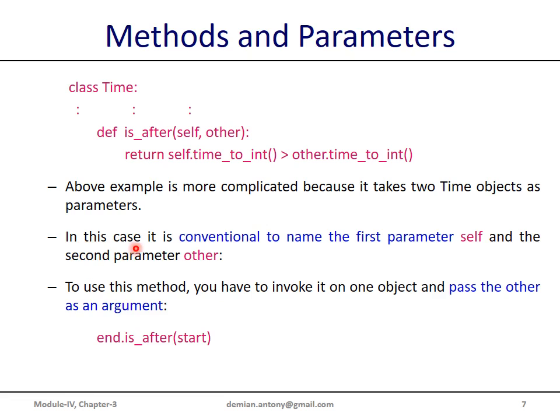In this case, it is conventional to name the first parameter self. It is a convention, and we can even change it, and we have used the name other for the second object. And in order to use this method, we write end.is_after(start). This is the subject. We are calling this function on the time end, and this is the explicit argument, which is a positional argument, substituted to the parameter other.